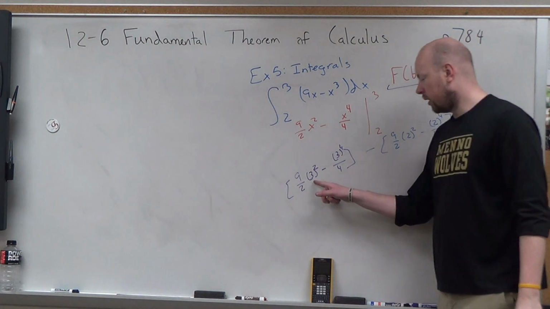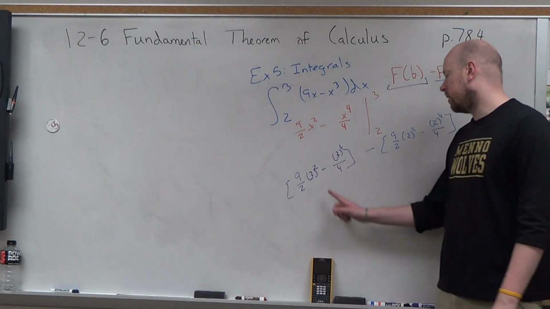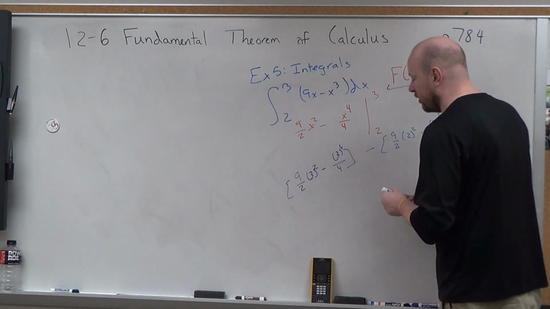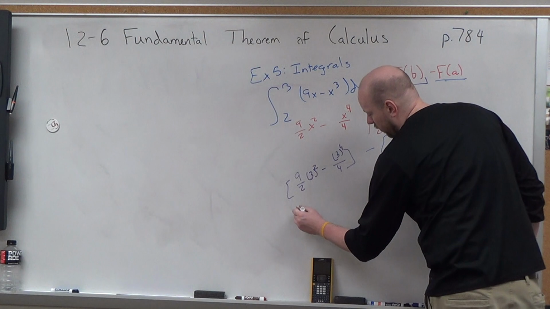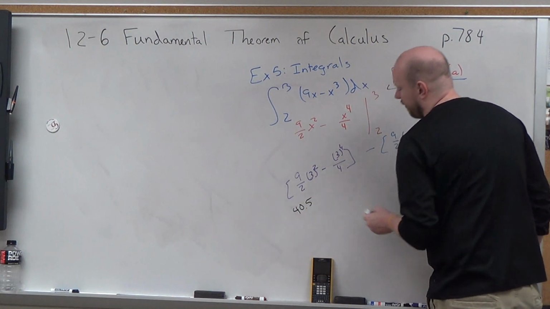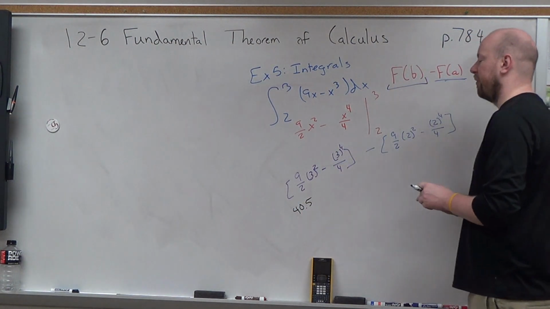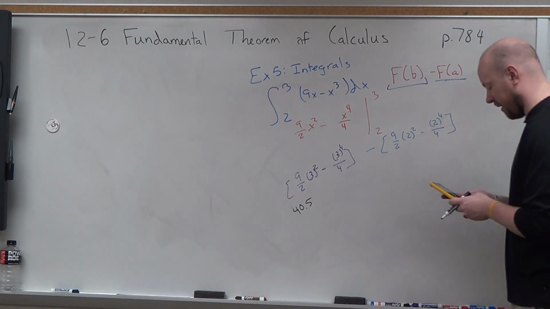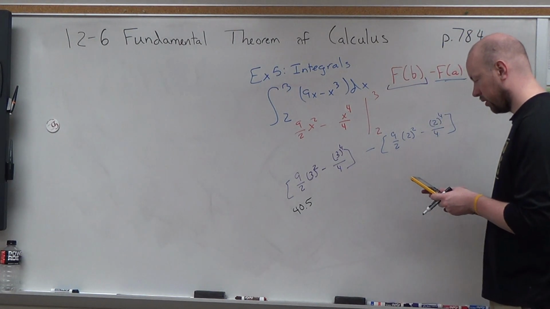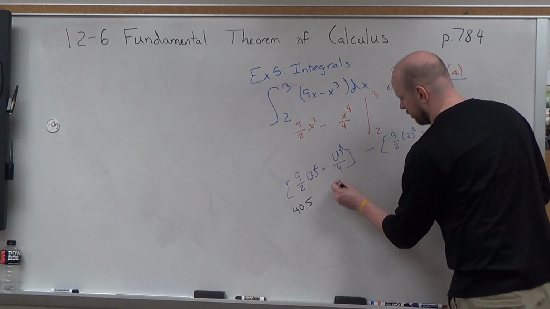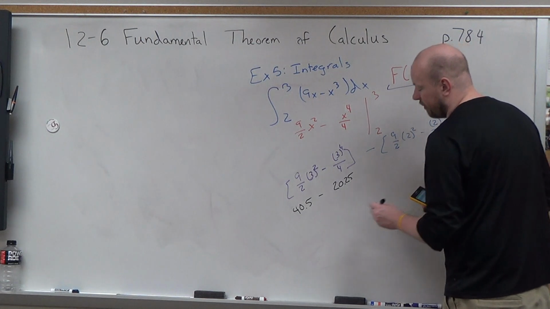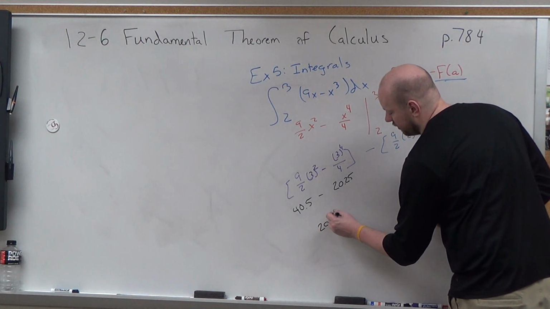So, 3 squared would be 9. 9 times 9 would be 81. 81 divided by 2 is 40.5. 3 to the power of 4, as we said, is 81. 81 divided by 4 is 20.25. 40.5 minus 20.25, so I get 20.25 there.